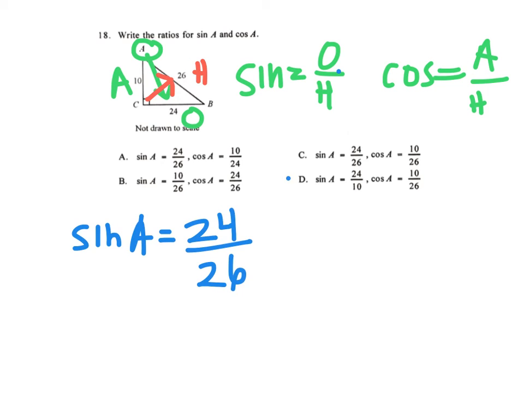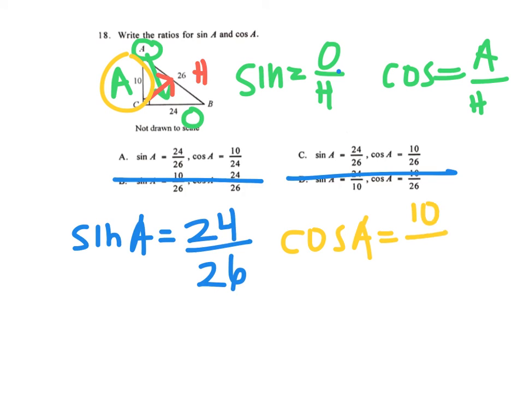That means I can eliminate options D and B. And then if we're doing cosine of A, we need adjacent, which is 10, over hypotenuse, which is still 26. So we should have sine of A is 24 over 26. Cosine of A is 10 over 26, which is going to be C.